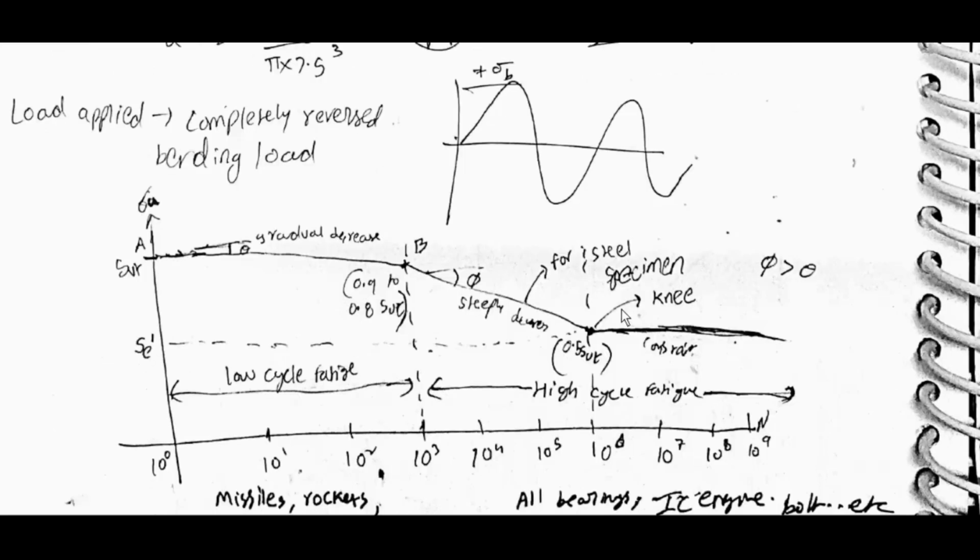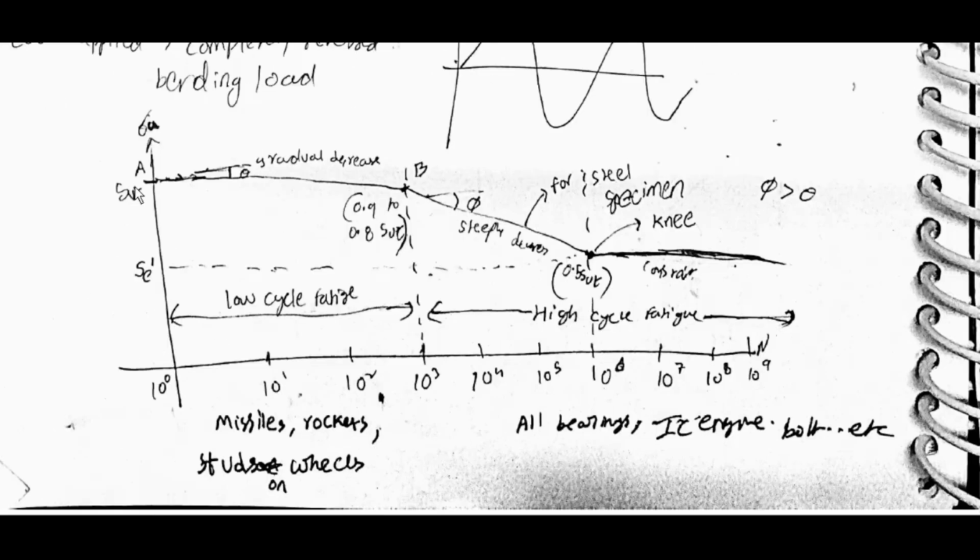σa over Sut: from Sut there is a gradual decrease till 10³ cycles, then a steep decrease till 10⁶ cycles, then constant from 10⁶ cycles onward. Low cycle fatigue is 10⁰ to 10³, high cycle fatigue is 10³ and so on.